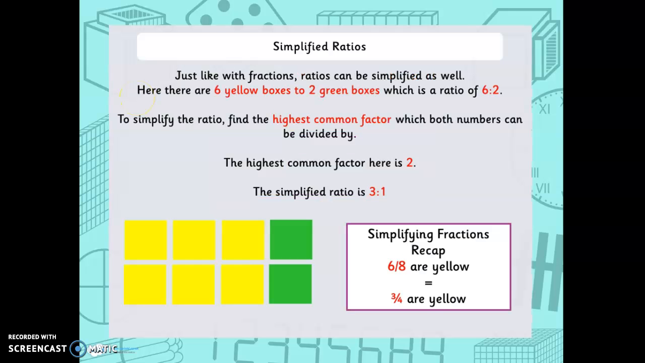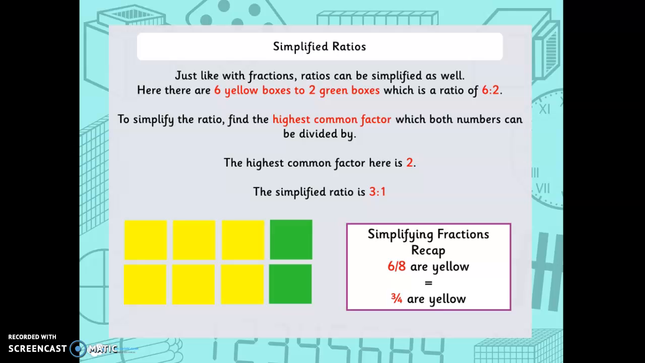Looking at ratios when we simplify. So when we simplify a fraction, we are trying to find the smallest common denominator, so the number that each of the numbers will fit into, to find the smallest number possible to write our fraction with. So just like with fractions, ratios can be simplified as well.